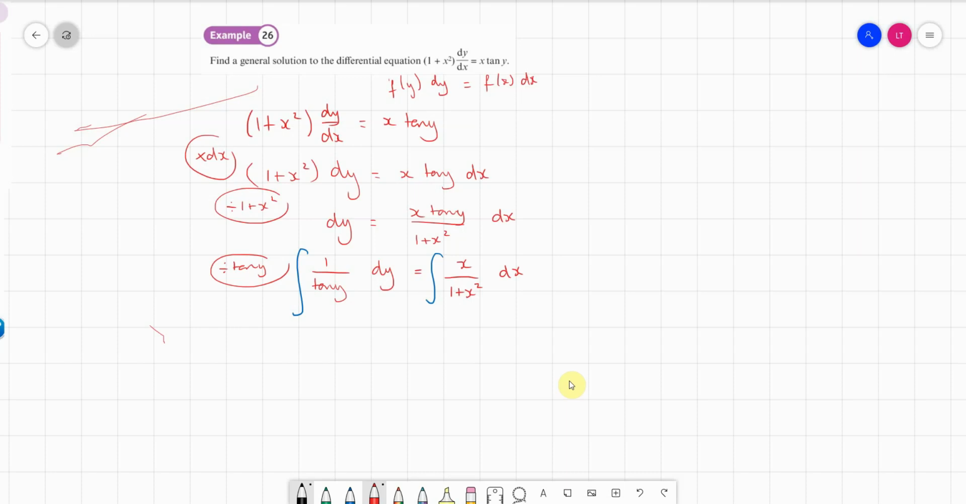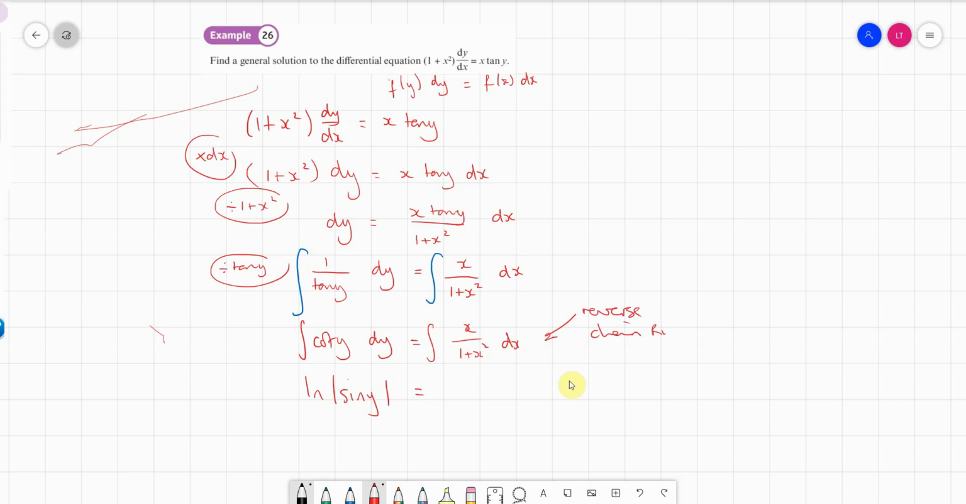Let's integrate this. In fact, we don't have an integral for 1 over tan y, but we do have an integral for cot y. Cot is a funny one. It is ln sine. I think that's one that's given in your formula book. And then this, we're going to do via a reverse chain rule.